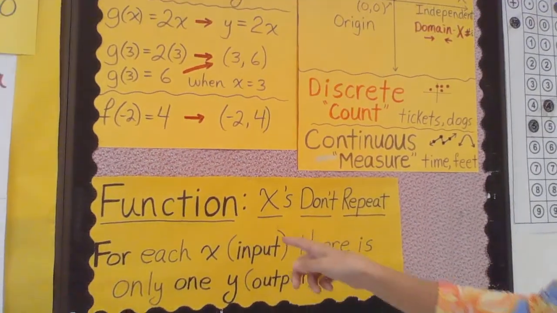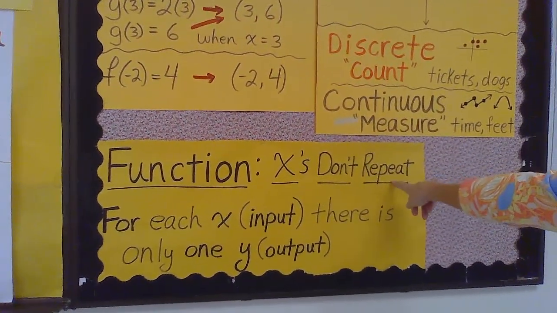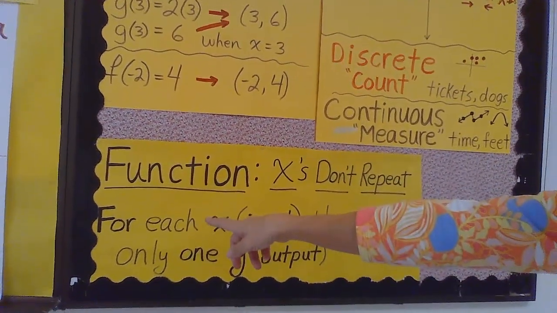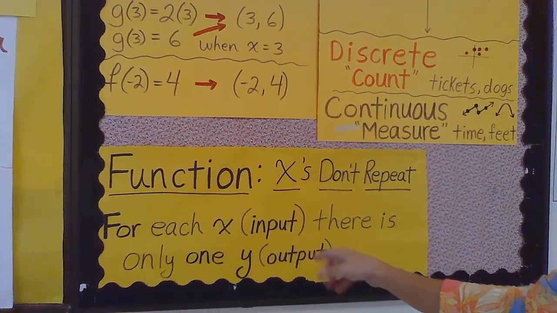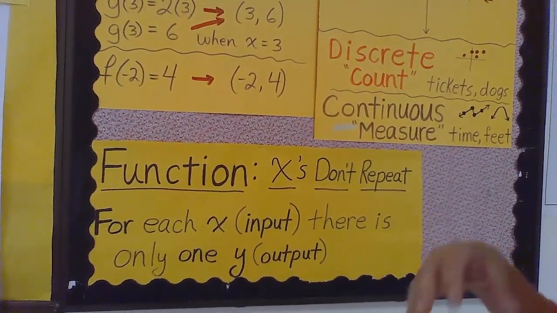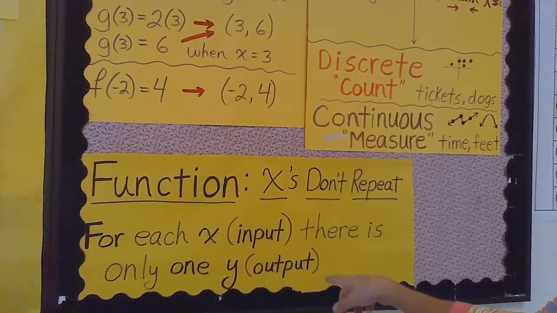And this one down here is what we're going to be talking about today: functions. I know you've learned this before, but functions are when the x's don't repeat. The very formal definition is for each x input, there is only one y output. X's are the numbers that we do the math to, and the y is the number that gets spit out of the equation. So x's are your inputs, y's are your outputs.